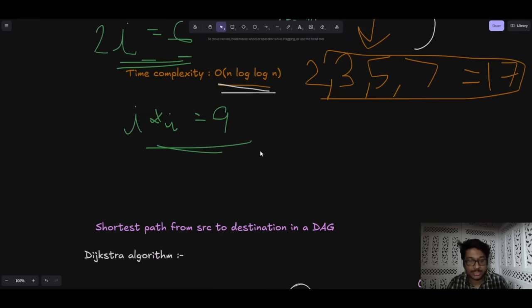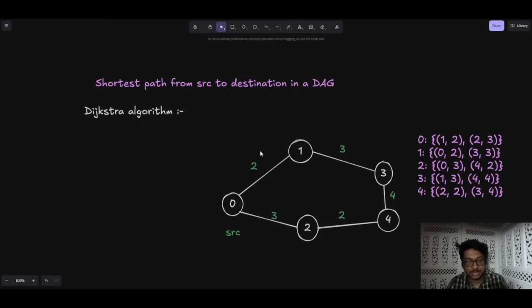For TCS NQT, you can have a look. So this is a graph which I had drawn. The next question was: you have to find the shortest path in a graph, okay, from source to destination in a DAG. DAG means a directed acyclic graph.